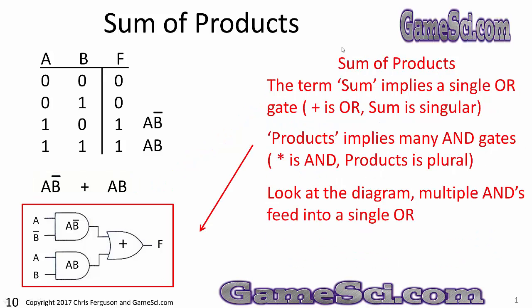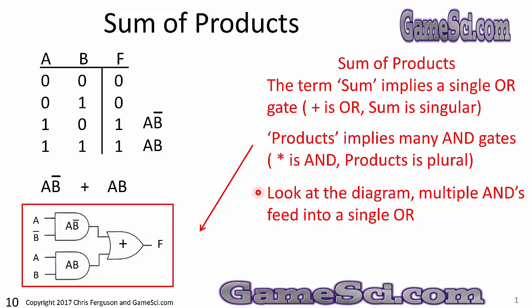Sum of products. Look for clues in the word sum and the word products. The term sum implies a single OR gate. Plus is the OR symbol. Sum is singular. Sum means one OR gate. Products with an S implies many AND gates. The star or asterisk is an AND. Products is plural. I must have multiple AND gates.